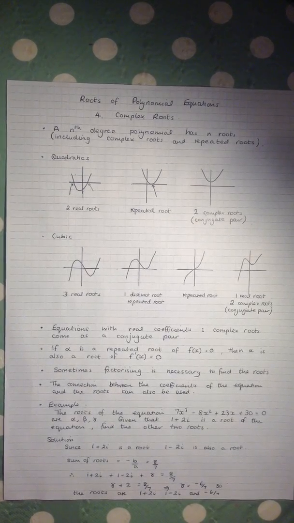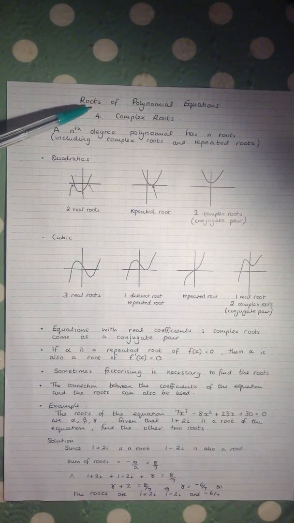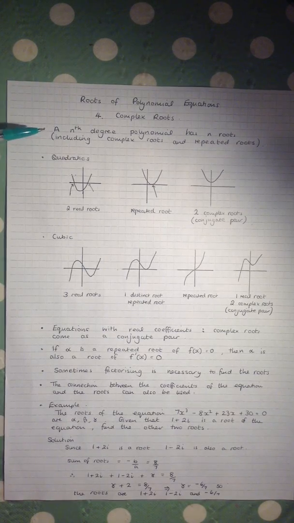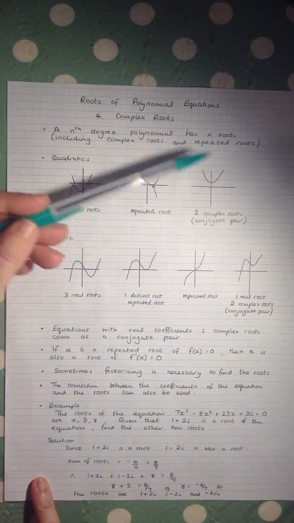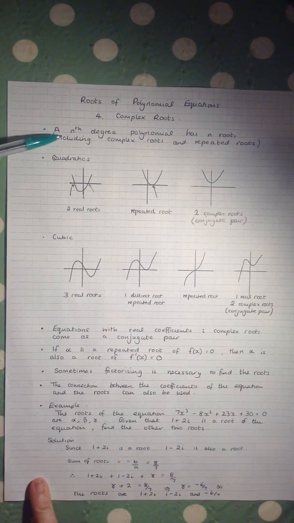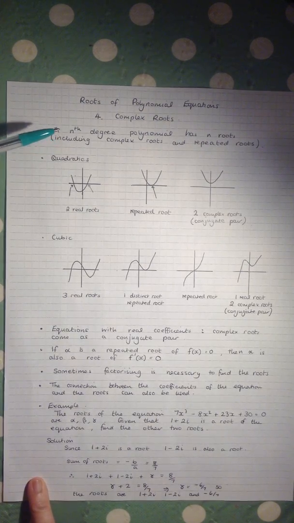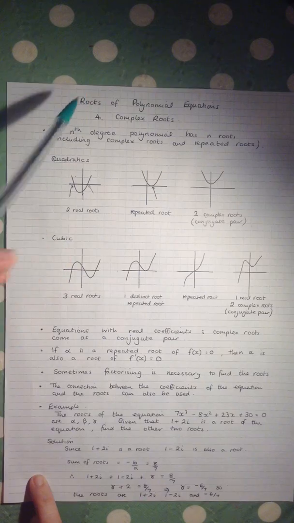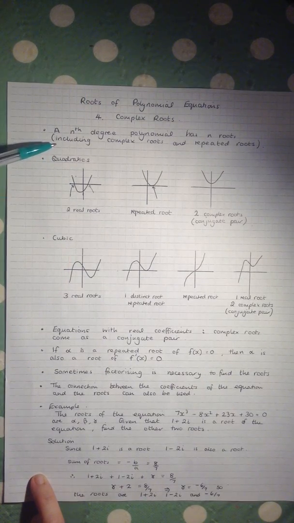Lastly, in this set of videos, we're going to look at complex roots. As we said before, an nth degree polynomial has n roots. So quadratics have 2 roots, cubics have 3 roots, and so on. These include complex roots and repeated roots.